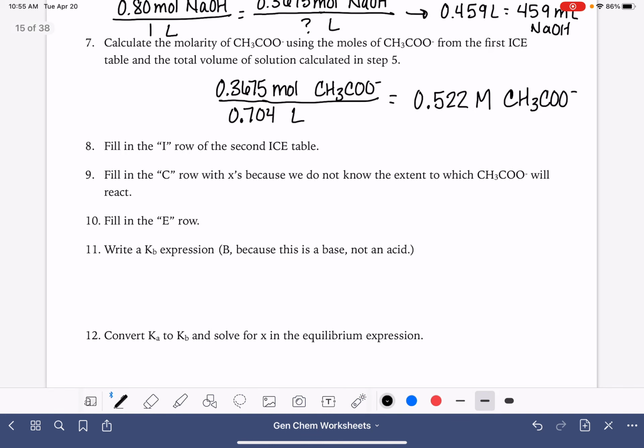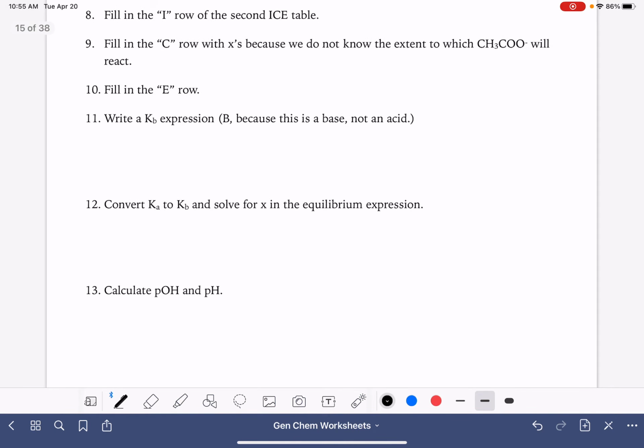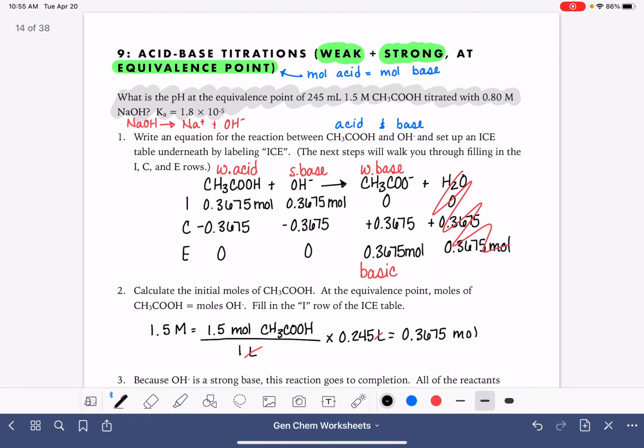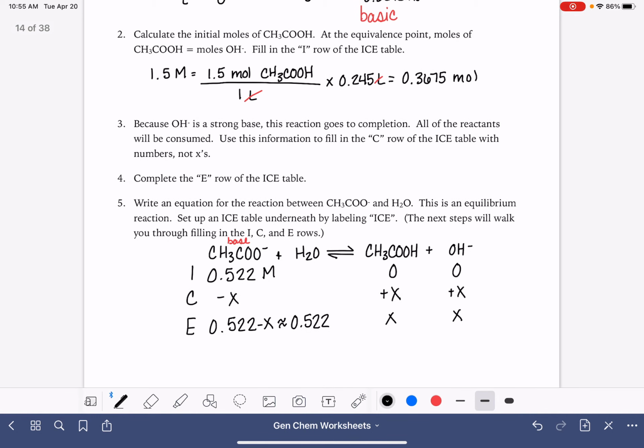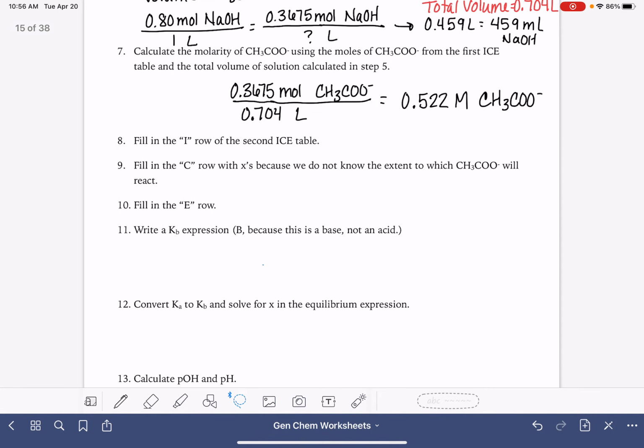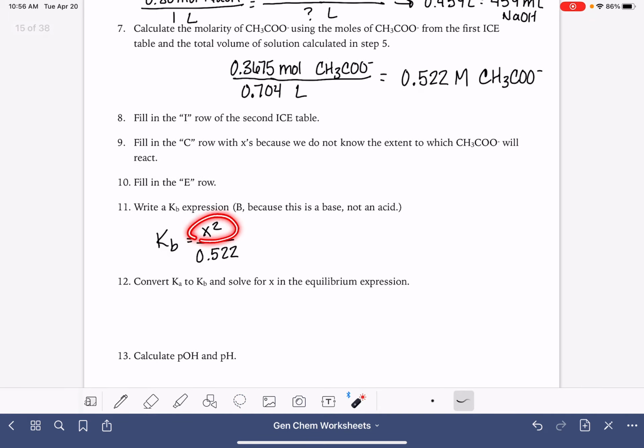Now we can write a Kb expression for this. I'm going to write the Kb expression over on this page, but then I'm going to copy it. Our Kb expression is going to be our products over our reactants. Our products are being defined in terms of X, so it's X squared over our reactant, 0.522. So there's our Kb. I'm going to take that over to here. And now what we need to do is just solve for X. We need to figure out what Kb is in order to solve for X.